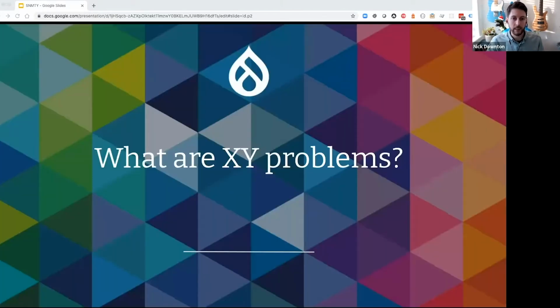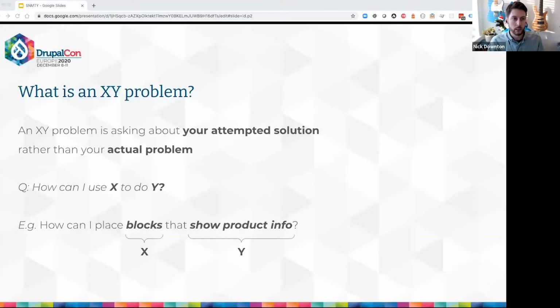So what is an XY problem? So the definition is essentially an XY problem is asking about your attempted solution rather than your actual problem. So that could be something like, how can I use X to do Y?